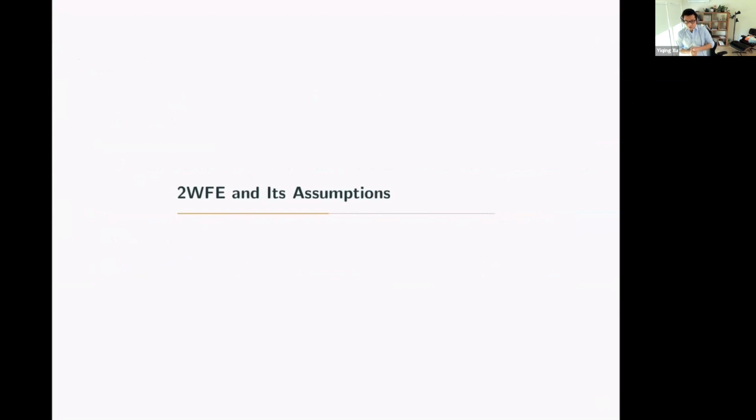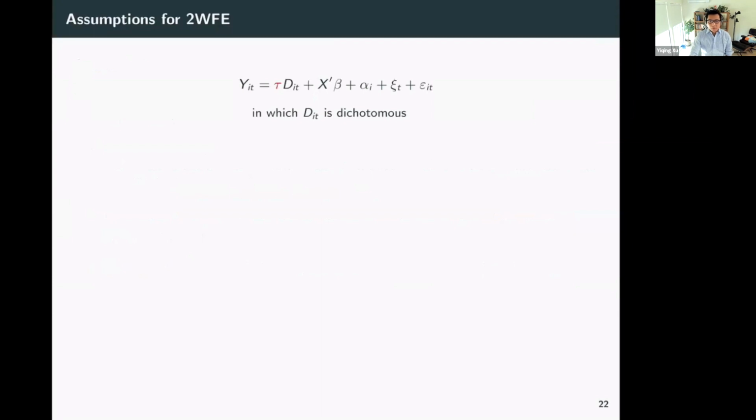Next, I want to discuss the two fixed effects and its assumptions. So when we write two fixed effects models, we very often write down this parametric model. And here, note that there's no i,t, right? There's only one parameter, a parameter with no subscript. This makes a constant treatment effect.